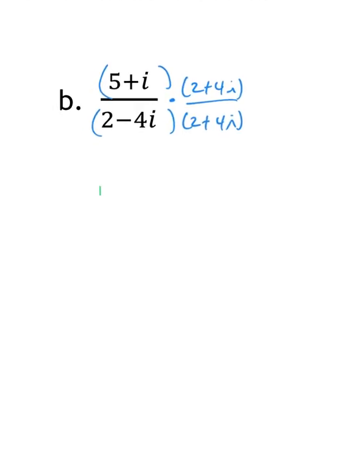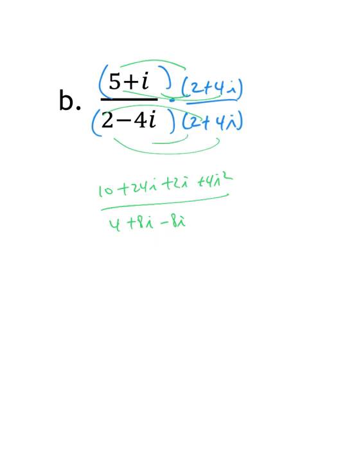So if I FOIL the top, I got 10 first, outside, so plus 20i, inside 4i. And then last, over the bottom, so I got first is 4, outsides, insides, so outside, inside, last is negative 16i squared. Now let's simplify. So that becomes a minus 4. If I add those together, that's a 24i. Those cancel. This becomes a plus 16. So now when I simplify, I got 10 minus 4 up top, which is 6, plus a 24i, because I combined those. 4 plus 16 is 20.